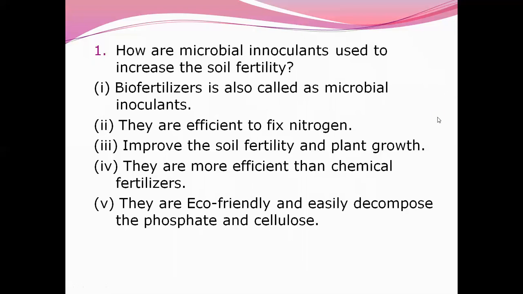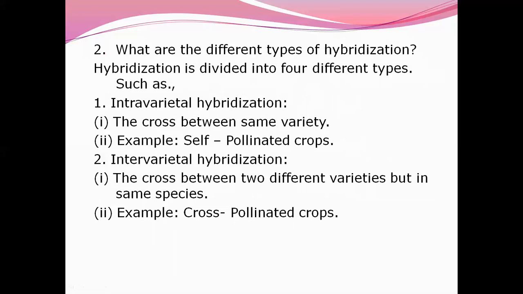Thanks a lot. Next question for you. What are the different types of hybridization? Hybridization is a process to produce a hybrid. Hybrid is an offspring produced by crossing two similar varieties or two different varieties or two different species or two different genera. The types of hybridization are number one, intra-varietal hybridization, which means the cross between the same variety.